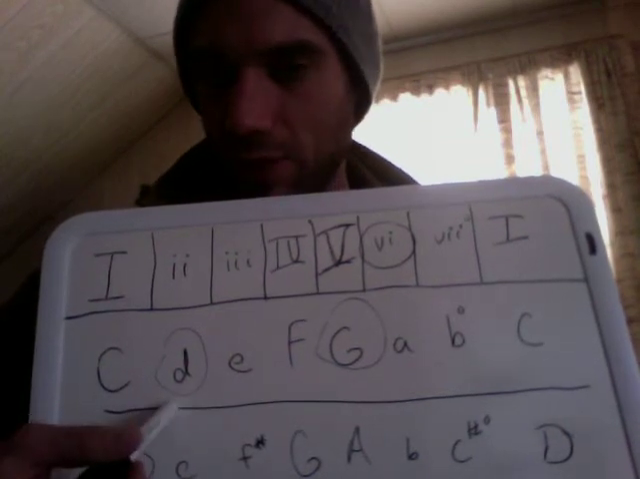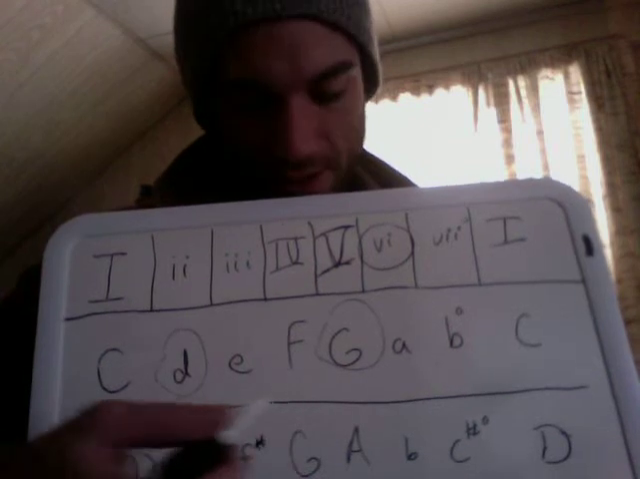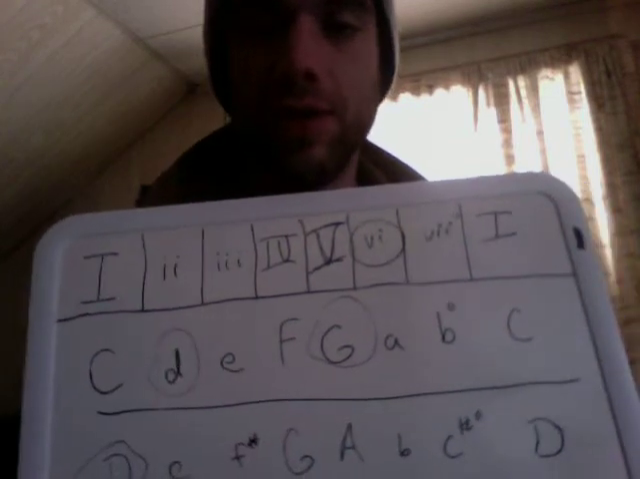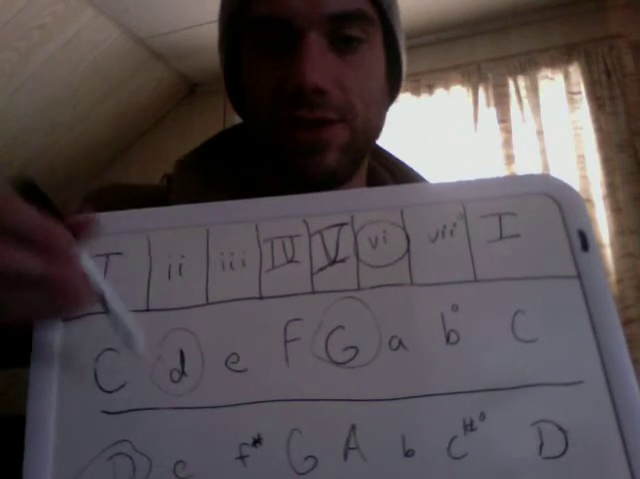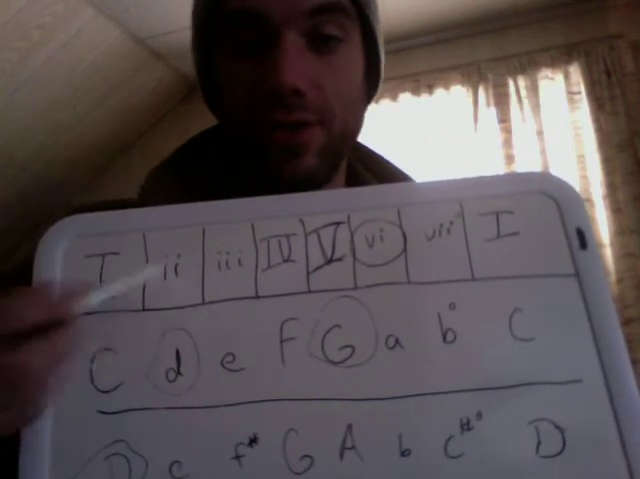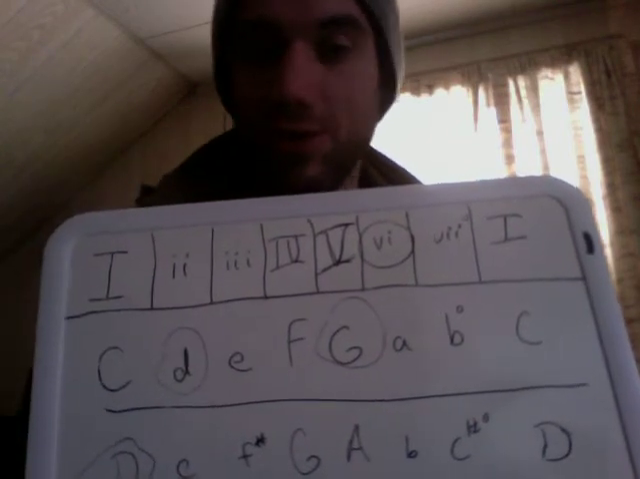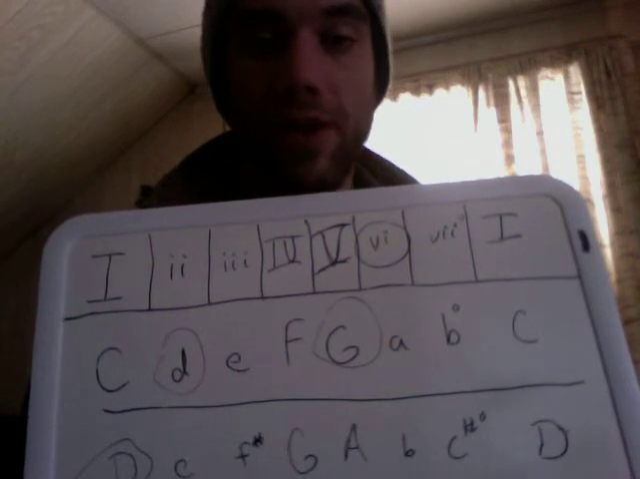Now your second chord in the key of C has a D and an F and an A. That's how you spell a D minor triad. And this lowercase number up here represents that this 2 chord in the major key is always minor. The 3 chord is always minor. The 4 and the 5 are major, and the 6 is minor.